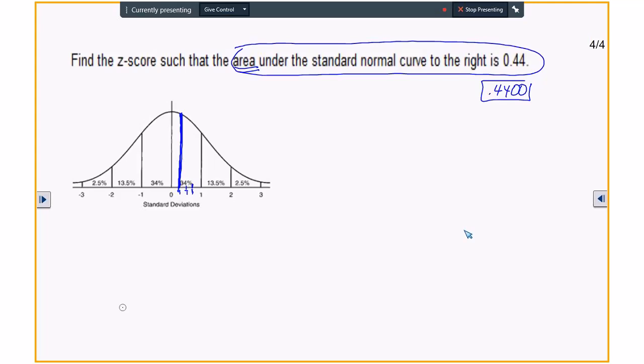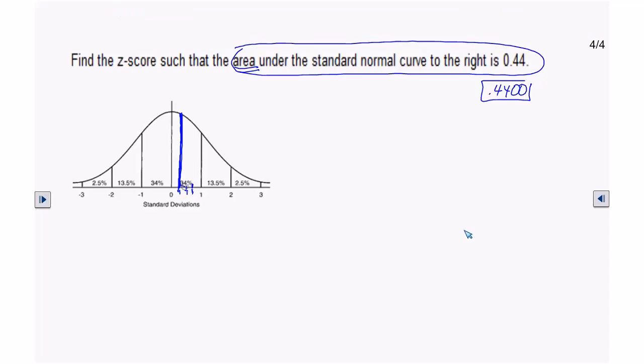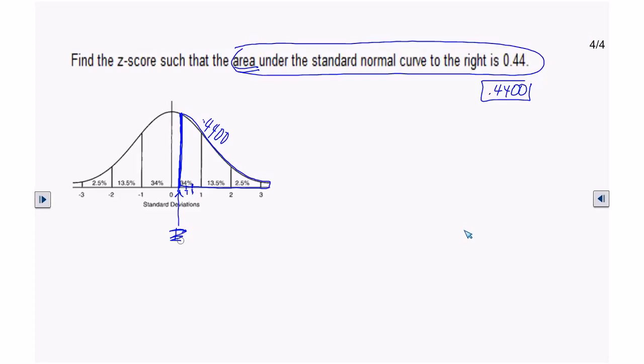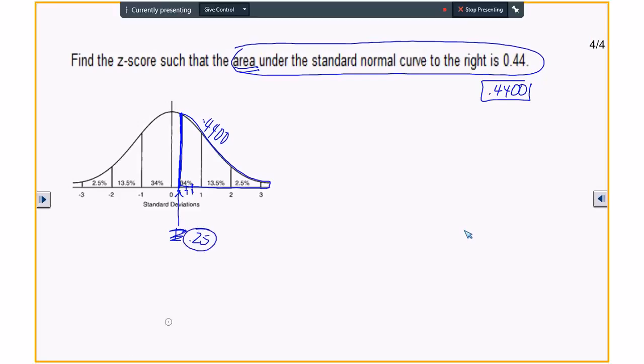I may be a little bit off on this one because 34 is yucky to back into, so that's what I'm trying to do. I'm thinking this is probably 41%. So mine's going to be a little bit low. So that's what we're trying to find: 0.4400. Now, I'm at around a quarter, so that's going to be around 0.25. But I'm a little bit low, so I may be a little bit off on my common sense right here.